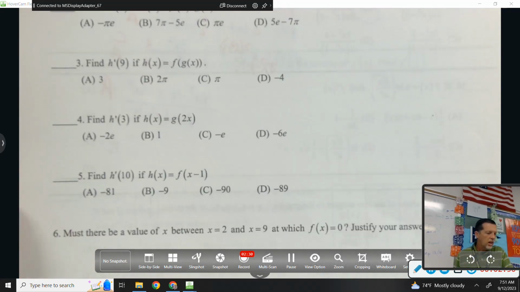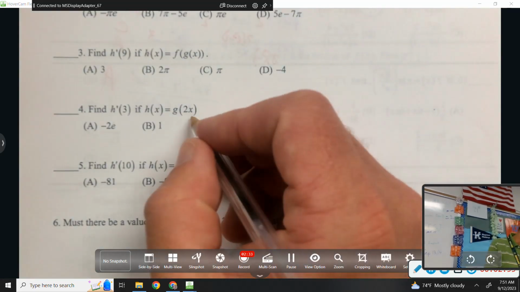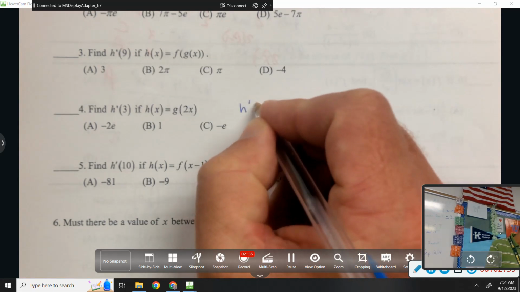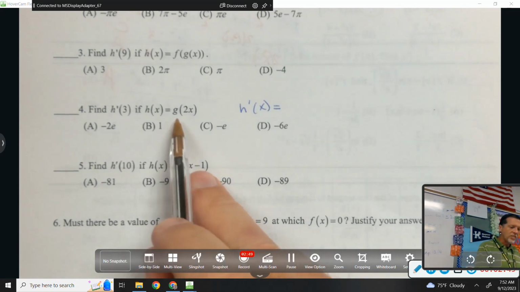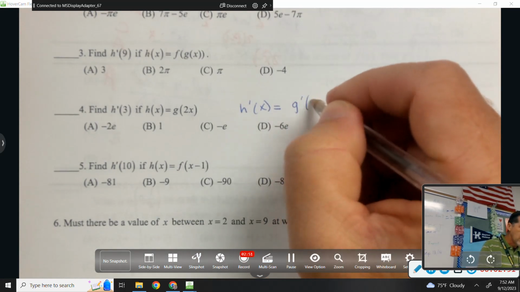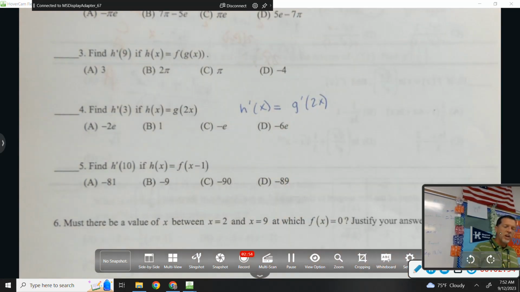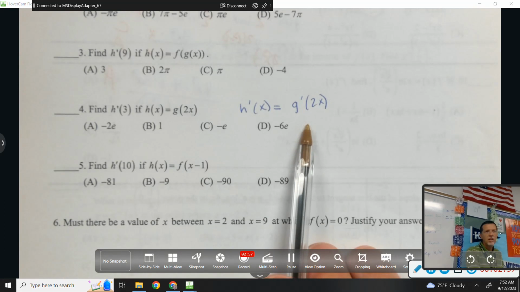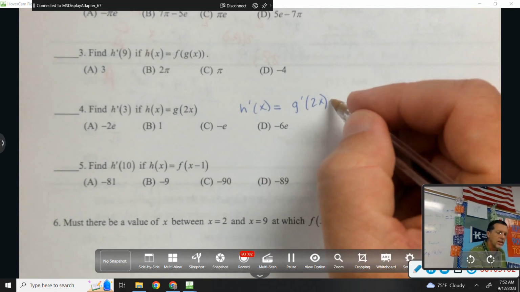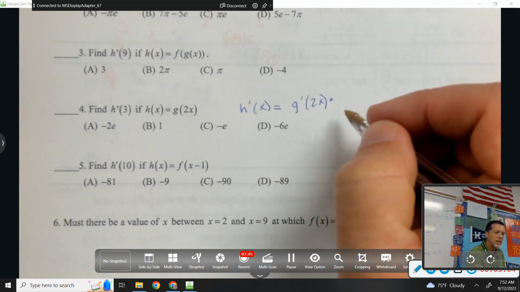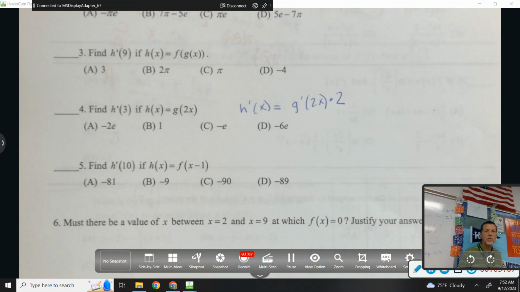Number 4. H prime at 3 if h equals g of 2x. So what rule are we thinking about here if we're going to take the derivative of g of 2x? What rule is that going to be? Chain rule. So outside in, the derivative of g is g prime. And I think most errors are going to happen when people stop right there. But they've not chained it all the way. What else do I need to include on this? The derivative of 2x would be times 2.